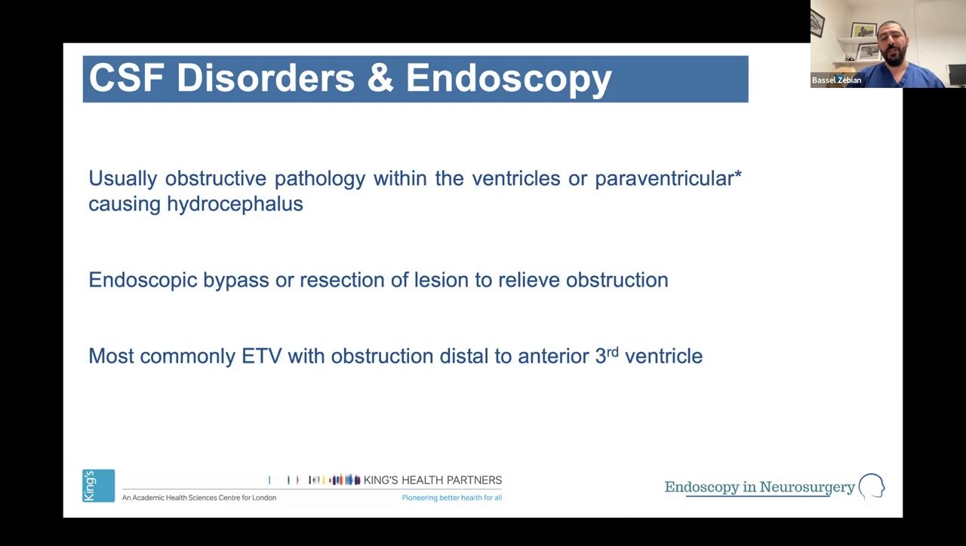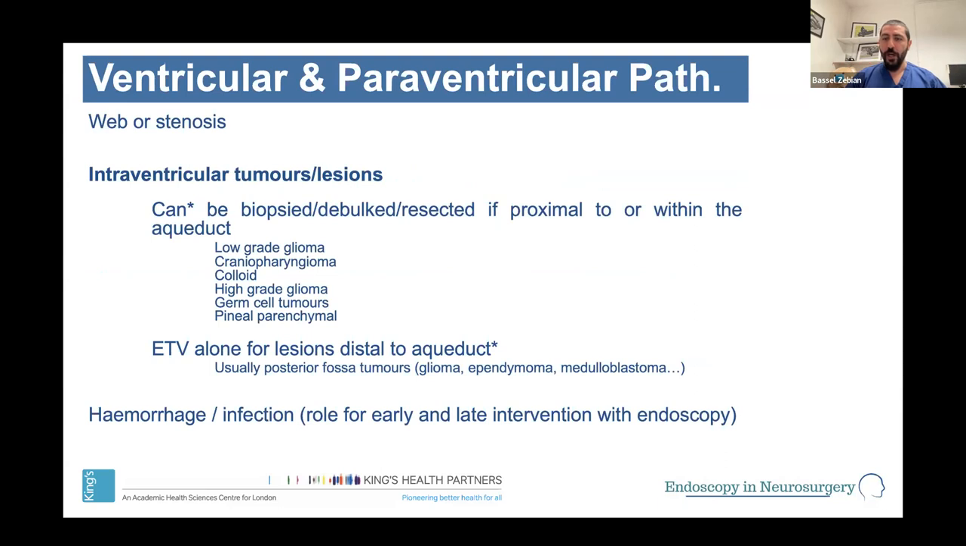So the most common thing is an ETV with obstruction distal to the anterior third ventricle. I've heard sometimes people who don't do endoscopy say, oh, we're doing an ETV for a colloid. And you think, not every endoscopy is an ETV. It's a colloid. The obstruction is proximal to all this. Sometimes you do need to do an ETV after you've taken a colloid out, but there's a lot of nuances there, and we won't go into that too much.